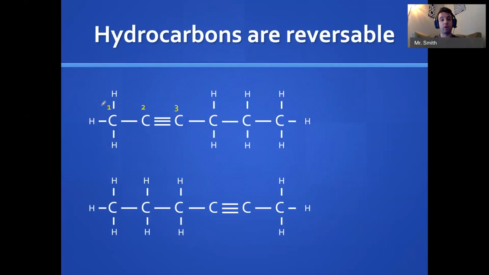We number from outside in. So the outermost carbons are both carbon 1. The second outermost are both carbon 2. And then the third innermost are both carbon 3. So we would say that this triple bond happens on carbon 2. It's where the triple bond starts. Same thing over here. Since it starts on the 2nd carbon, we would say that this triple bond starts on carbon 2. So we'll talk more about that tomorrow.